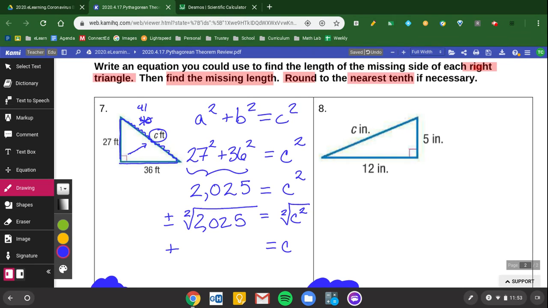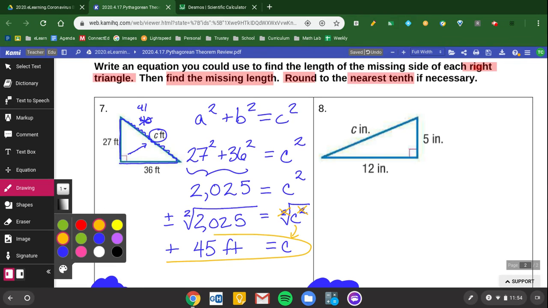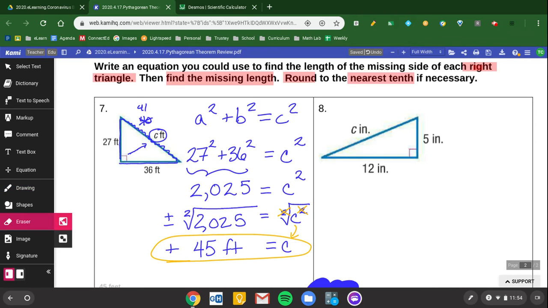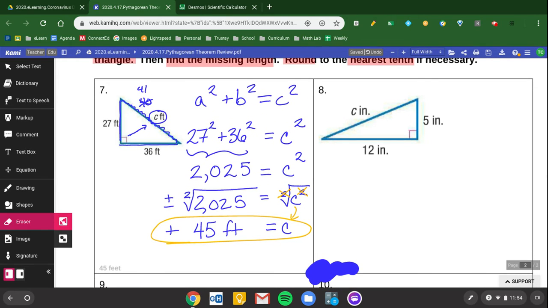Go to my Desmos calculator, type in the square root of 2025, and we get 45 feet. Meanwhile, just to point out that the square root of a square power cancels out, leaving me with C equals. That is precisely what I wanted. So I can go now, if you guys did the same thing, erase that and check that answer. It ends up being 45 feet, which is awfully close to my original estimate of 41, which kind of verifies that that makes sense.